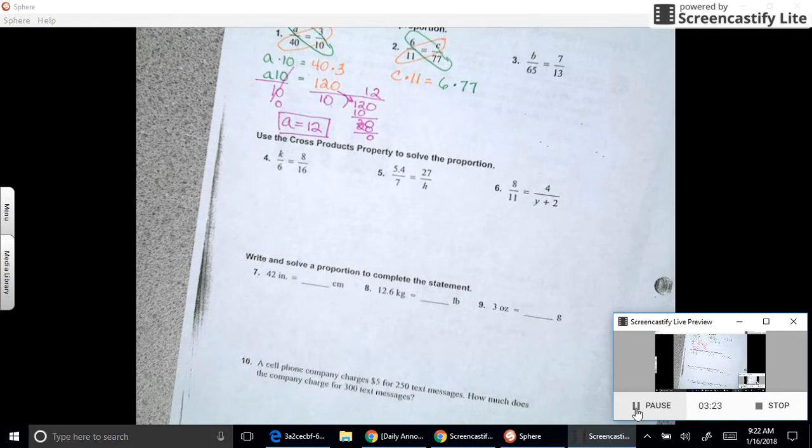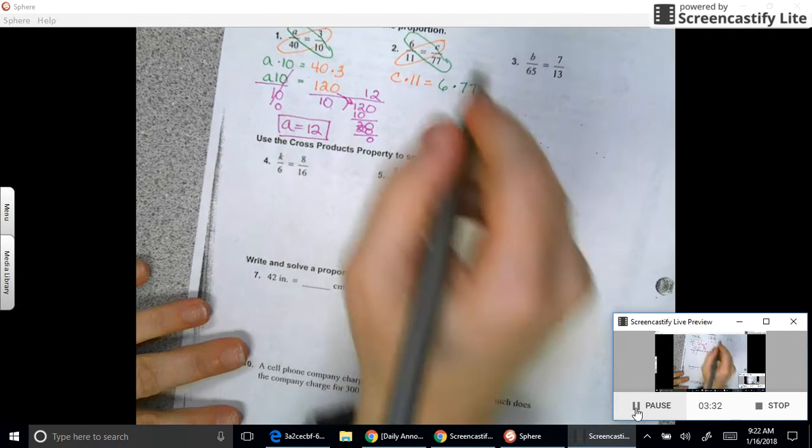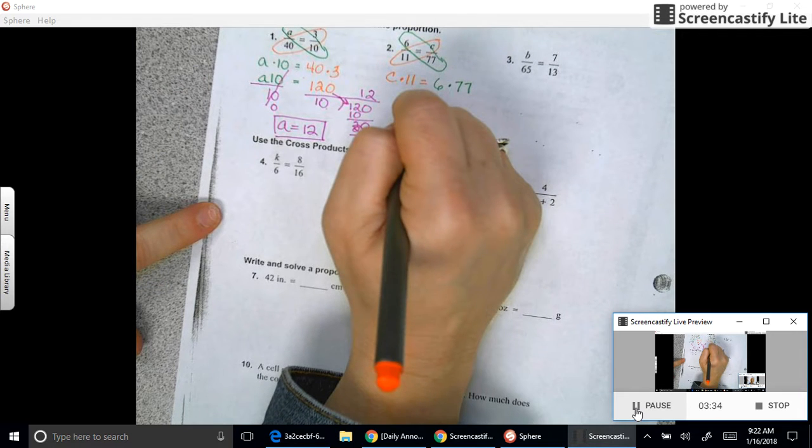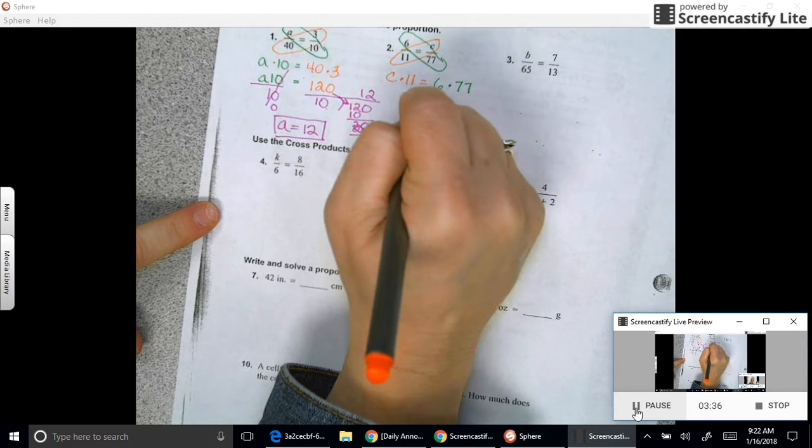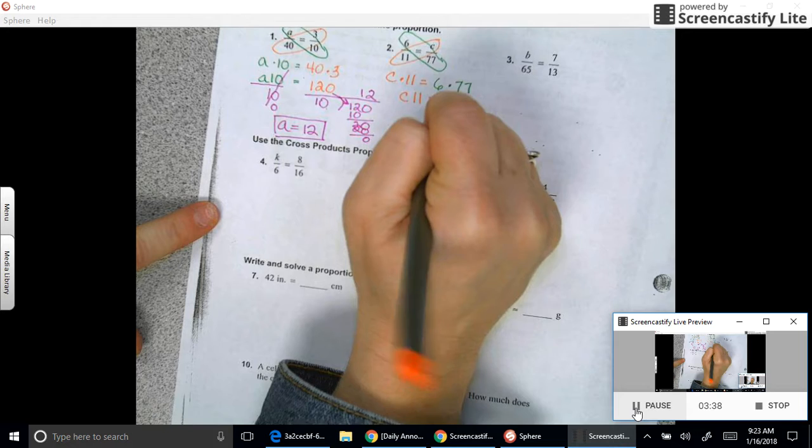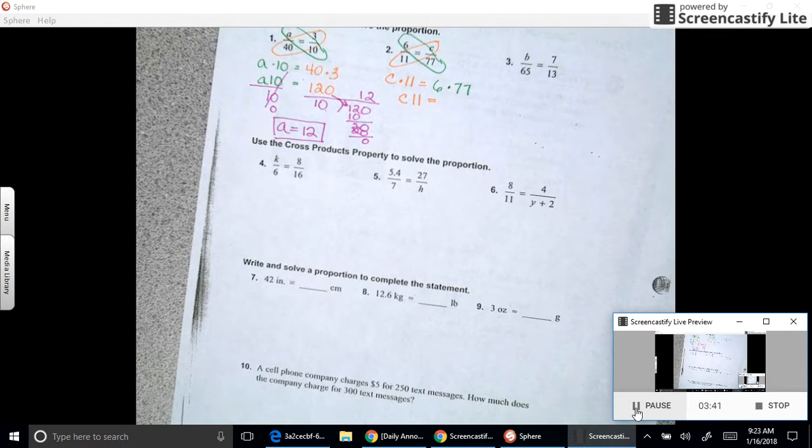What is c times 11? How would I write that down? Would it just be c11? Sure. Just like we did in the previous problem. So we'll make it c11. Now I need to figure out what 6 times 77 is. Can somebody tell me that? 77 times 6, 462. It is 462.